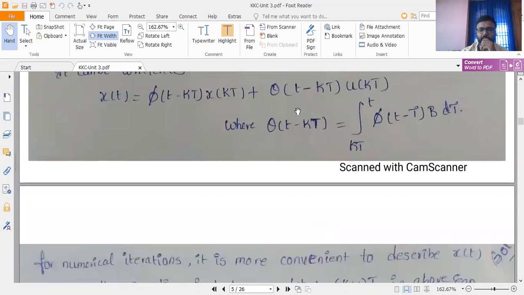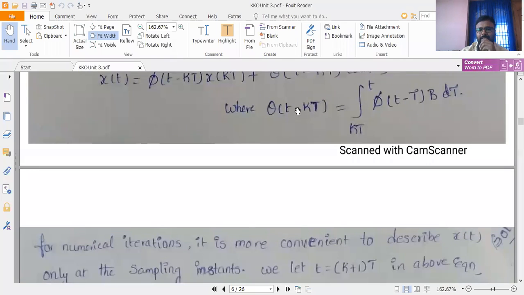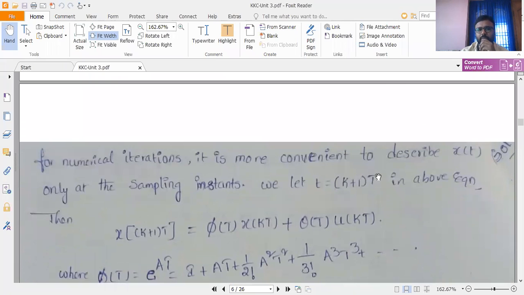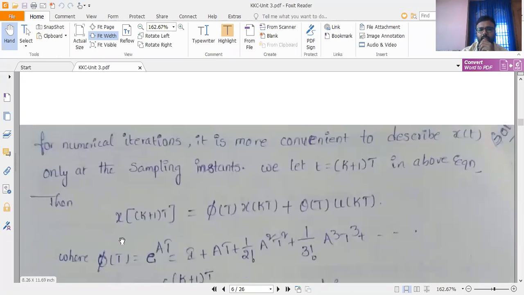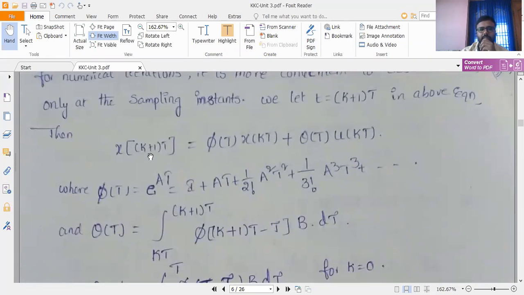This is the equation used for the analysis. Let us consider the small t value as (k plus 1) into T, that means replacing t with (k plus 1) into T, because the sampling process goes from kT to (k plus 1) into T. Replacing t with (k plus 1) into T, we get x of (k plus 1) into T is equal to phi of T into x of kT plus theta of T into u of kT.